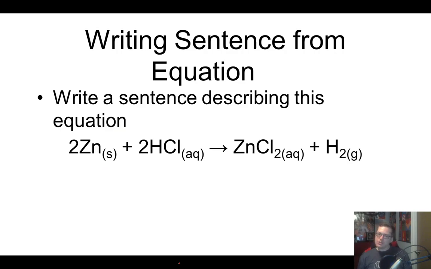All right. Last little example here, we're going to do one where we go backwards. So instead of trying to figure out what the equation is from the words, right now we're going to give you the equation, and you're going to try to figure out, well, how would I explain this to somebody in words? All right, so you're just going to start saying solid zinc, reacts with, and then you're like, all right, what's the name of this guy? Well, it's an acid because it starts with an H, so this would be hydrochloric acid.